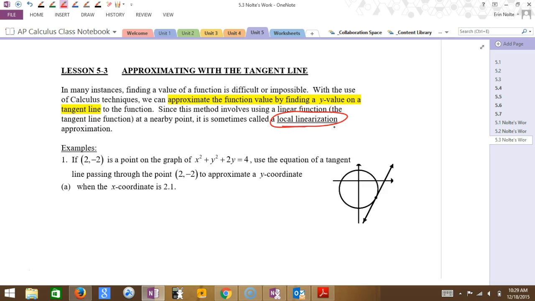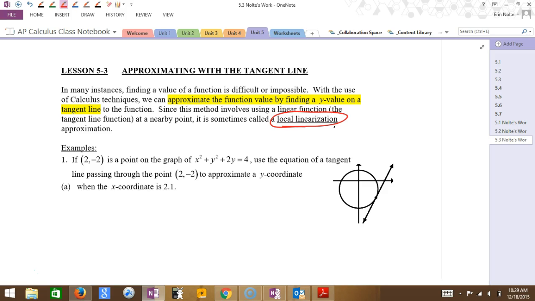So for example, we have this circle, and you can see the equation of the circle right there, x squared plus y squared plus 2y equals 4. The point (2, -2) lies on that circle. What we're going to do is estimate, by using calculus, the actual value of the function at 2.1.